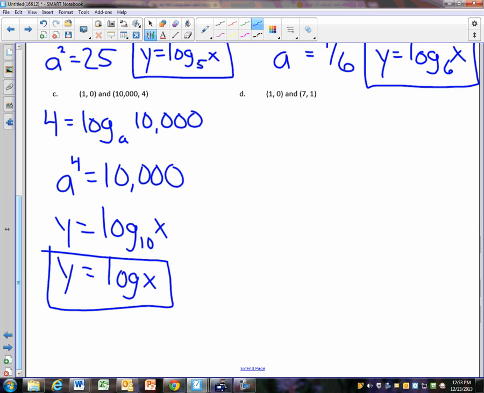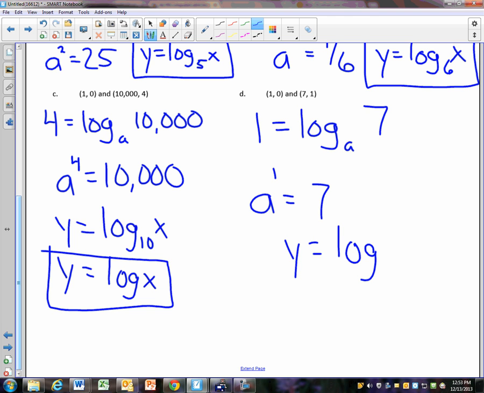Okay, and the last one. 1 equals log base a of 7. So that reads a to what power? I'm sorry. A to the 1st power is equal to 7. 7. So y equals log base 7 of x. That's my function.